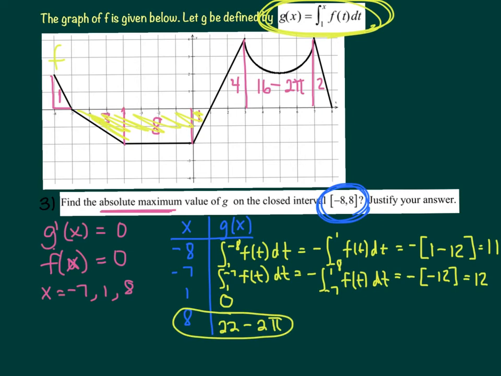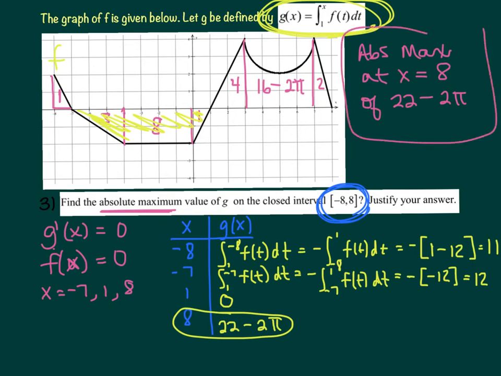So we're going to go ahead and write that up, and I'm going to do that up here just so that I have the room. I'm going to say the absolute maximum is at x equals 8, and it is a maximum of 22 minus 2 pi. Okay, so that finalizes this question. All right, and we're going to move on to one last question with these accumulation functions.